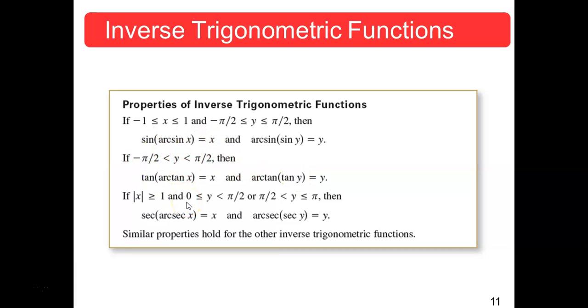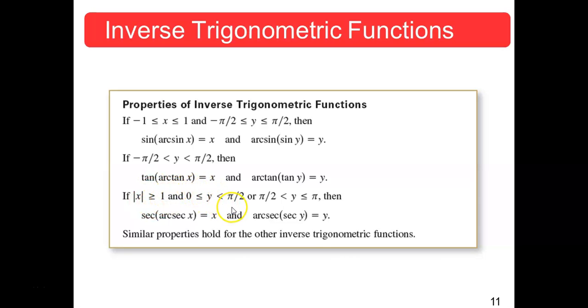And then for secant and arcsecant, we have that x has to be either greater than 1 or less than minus 1. That's just what this inequality means, so that the absolute value has to be greater than or equal to 1.